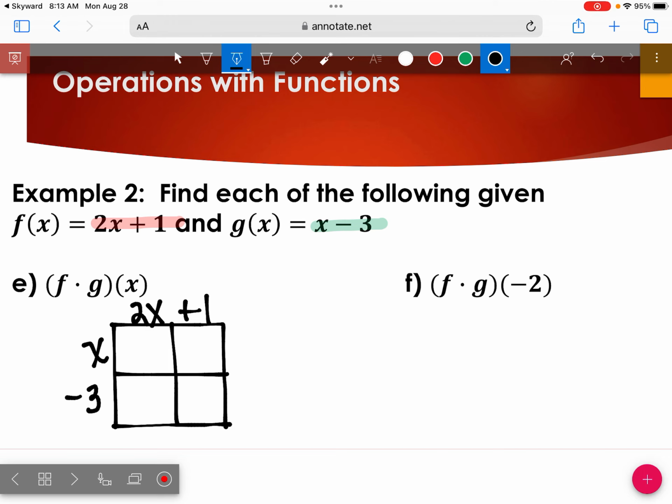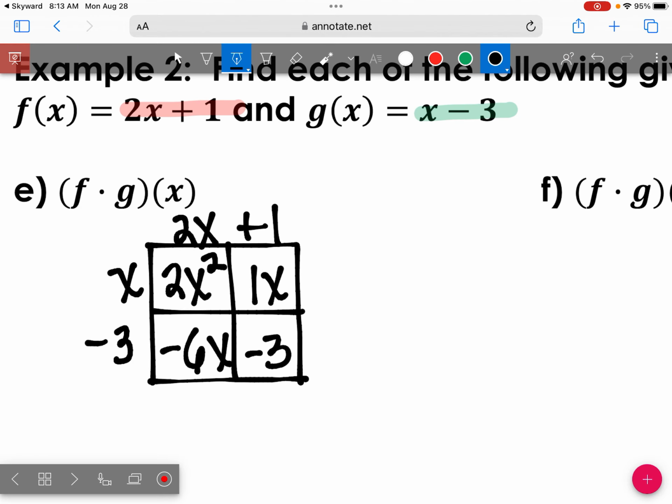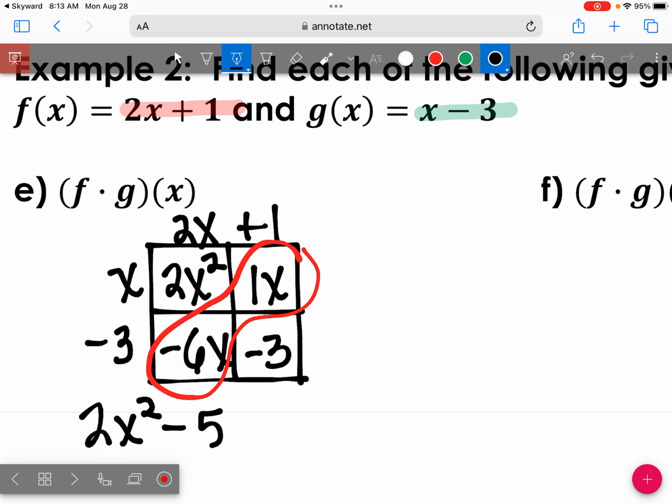All right, so when we fill in our squares, we get 2x squared, and then we have a 1x, negative 6x, and a negative 3. We combine our like terms, which would be these 2 squares, and our final answer would be 2x squared minus 5x minus 3.